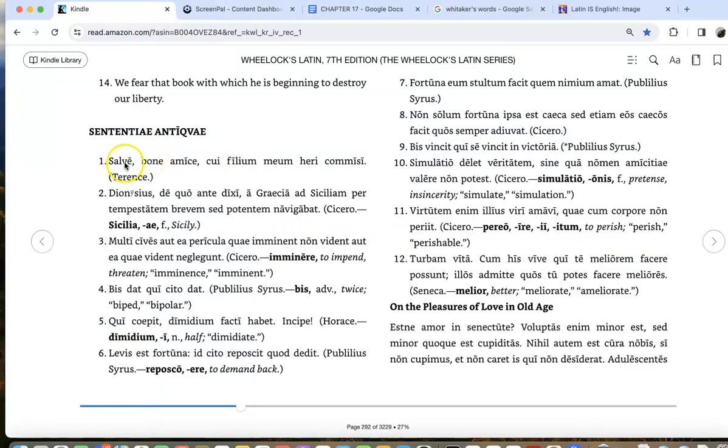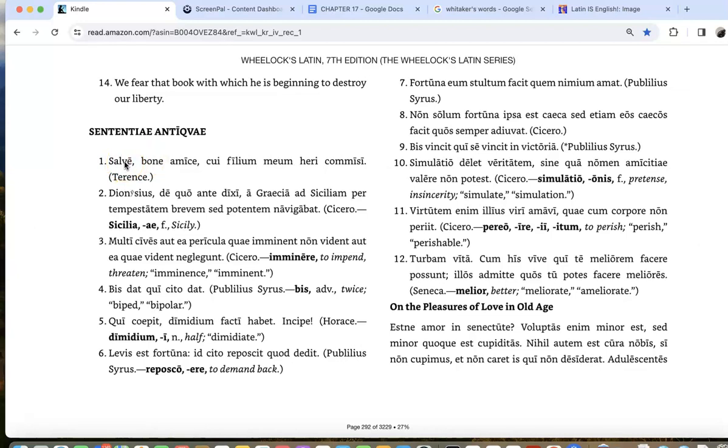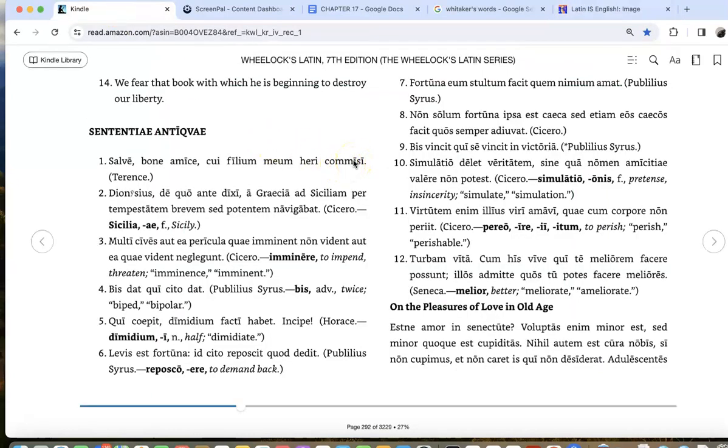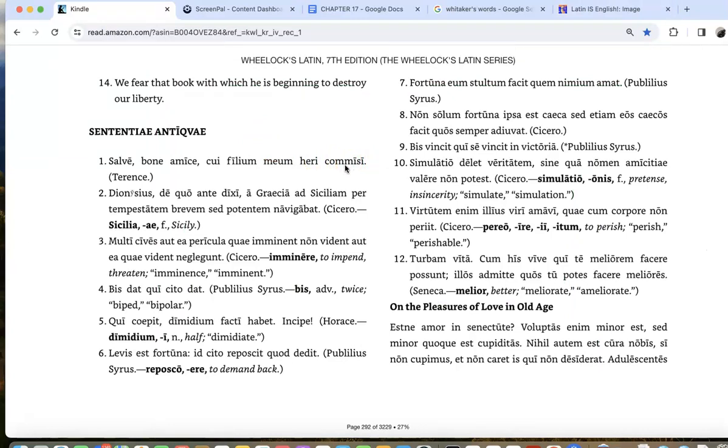So let's go back here. So here we have the vocative, like hello. So greetings, my good friend. And then to whom, commisi is I sent yesterday my son. So we need to be able to recognize that filium is the accusative, so that makes it the direct object because it ends in um. But then commisi is the simple past form of sent. So mitto, mittere, misi, missum. Heri, like the word heritage in English, means yesterday. But then we put it all together as we have what I just gave as a possible translation.